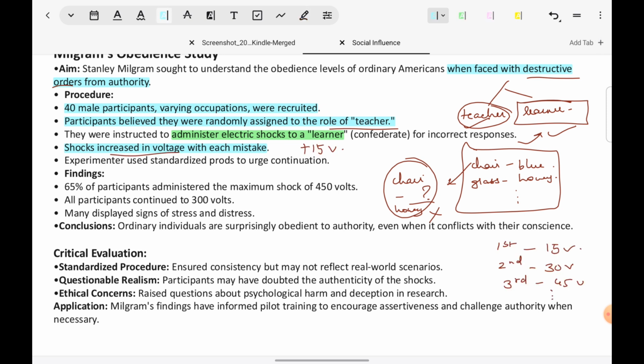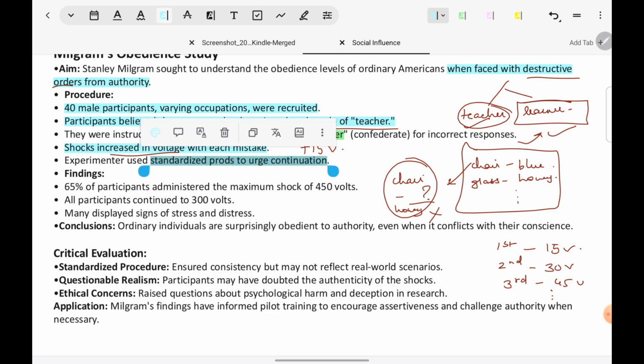Many times, the participants would object to this task. They would not like to be the teacher and give this type of punishment to learners. They were concerned about the pain that the learner would be suffering from, because they knew, in their assumption, they were actually giving shocks to the learner. So they thought the learner was really suffering from pain.